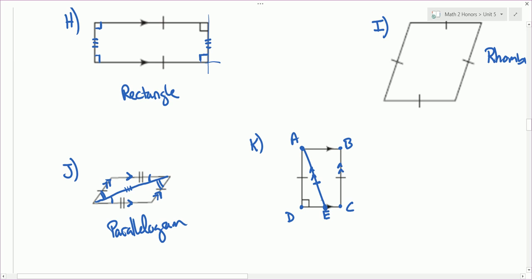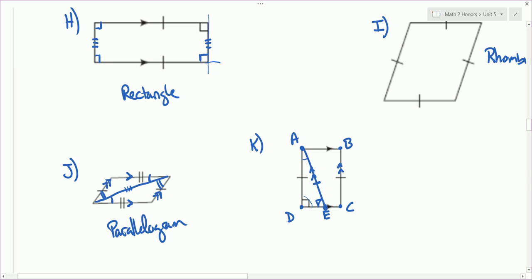right? It's isosceles, so we'd have base angles congruent. Well, angle D is 90 degrees, so that means this would be 90 degrees. And do you see where we're running into a contradiction? This can't happen. Because all three angles in a triangle have to add up to 180, and we already have two angles adding up to 180.